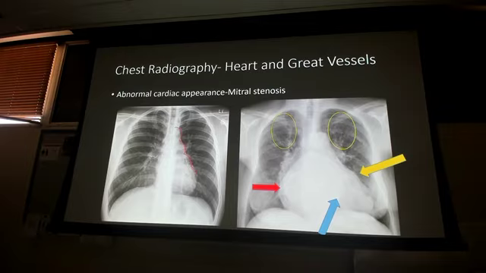Left atrium, left ventricle. Look at where my left atrium is. My left ventricle is all the way out here. But look at how enlarged my left atrium is. Okay? We got cephalization in the yellow circles. See the cephalization in the yellow circles.